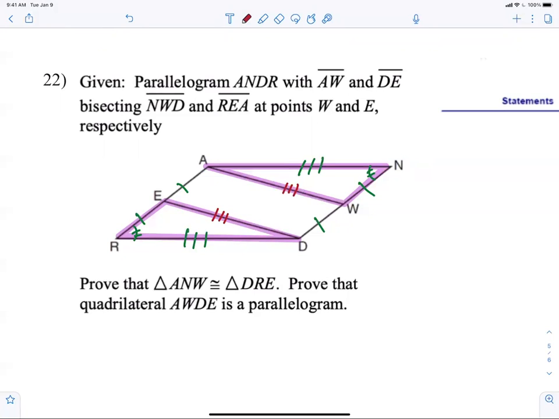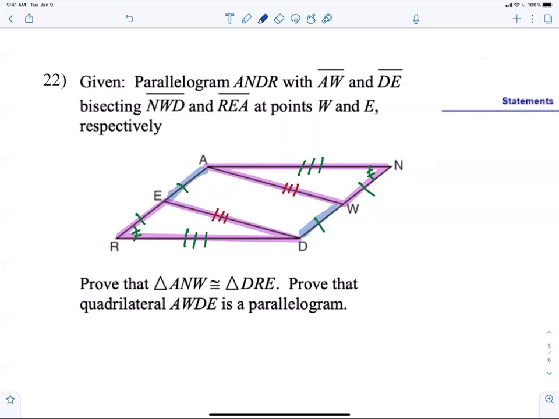Well, no, we don't know here. And again, we don't know this is congruent by CPCTC. We know that W bisects ND, correct? Right or not? Yes. And E bisects AR. And AR is equal to ND. So AE has to be equal to WD.